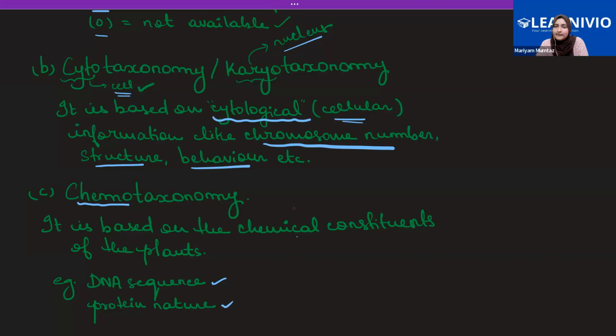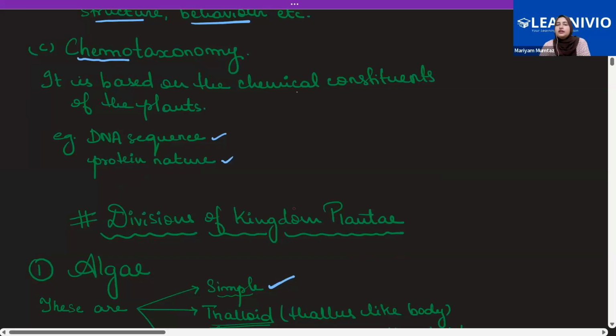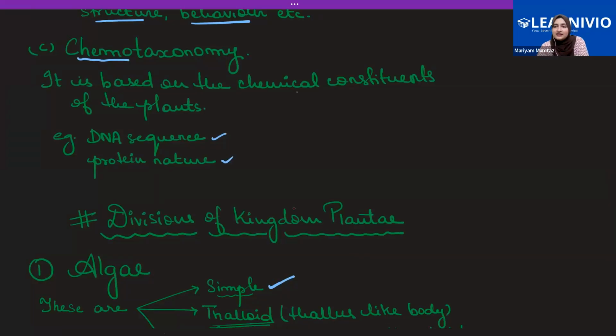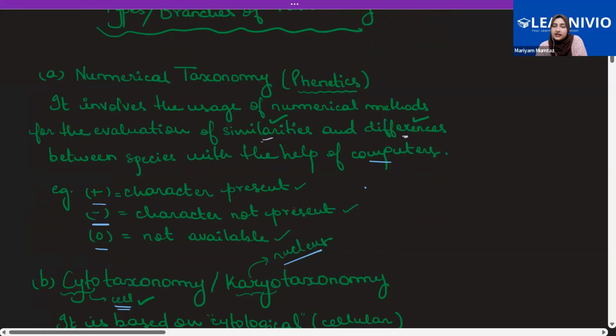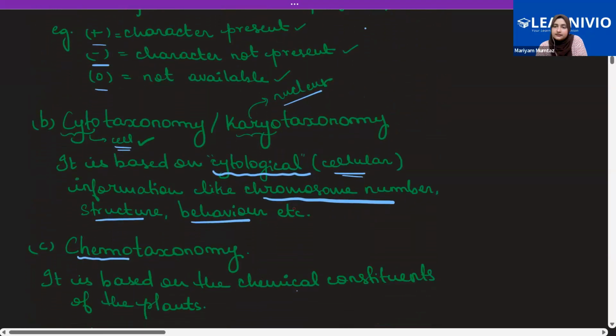Clear? After that, there comes chemotaxonomy. So when you are basing things off of the chemical nature of the plants. Chemical nature means the DNA, the protein, the RNA, all of that. Imagine it like at the molecular level, at the levels of carbons and hydrogens and oxygens. Then we call it chemotaxonomy. Clear? So the three different types of taxonomies are clear to you? Any doubts?